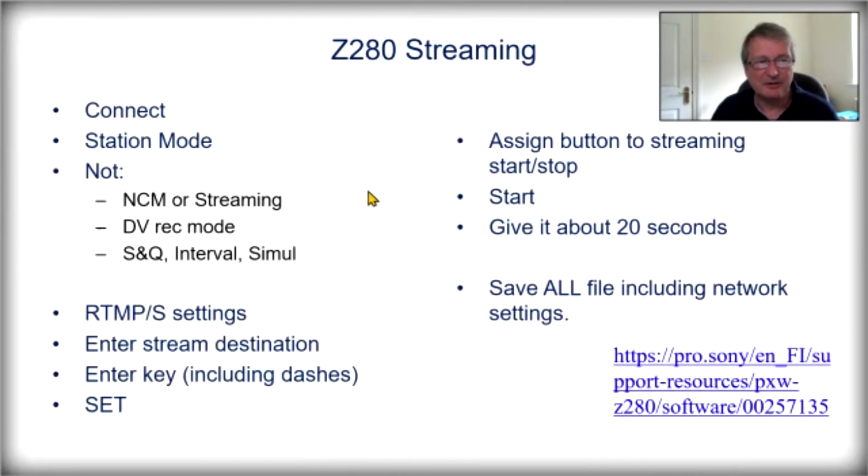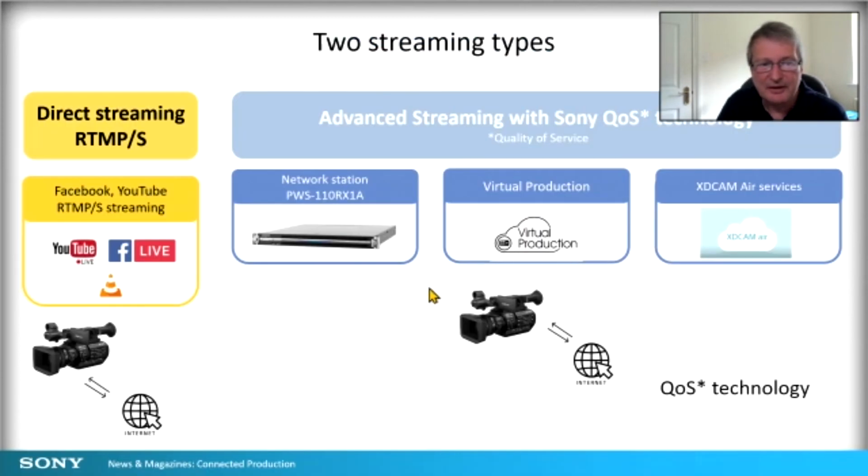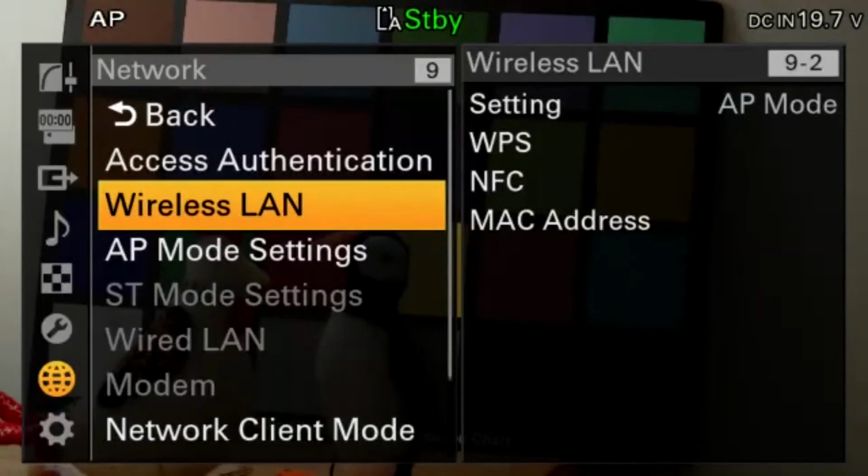I'll skip that bit. Z280. I've just done a quick summary here of the procedure I went through to get my Z280 streaming. Sony, as I mentioned before, have something called advanced streaming with Sony QoS, quality of service sort of technology, which is this error correction that they use in something called their network client mode. So if you see NCM, network client mode, somewhere in the menus, I think, here we go.